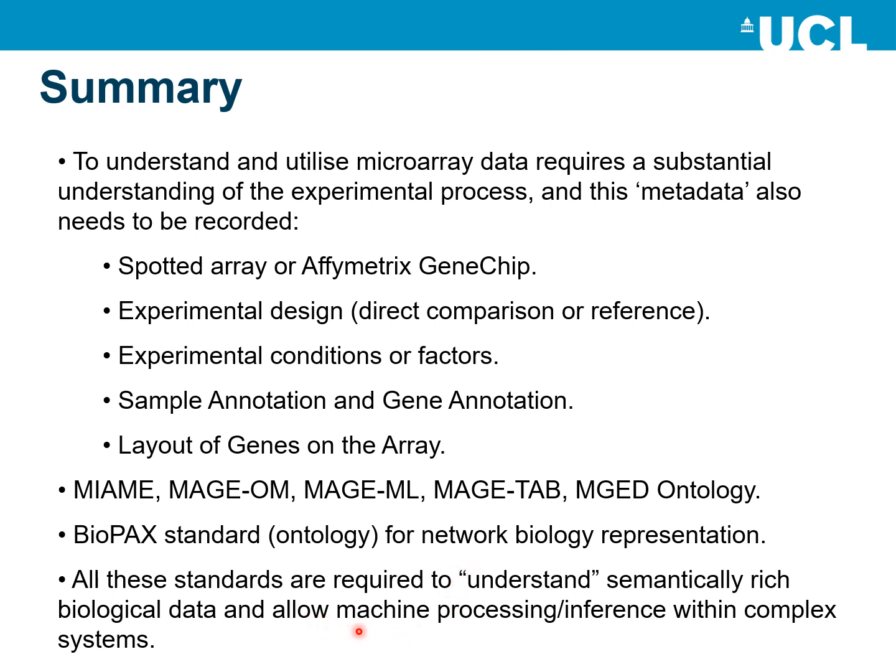At the moment, a lot of machine learning is carried out by just using floating point numbers and not knowing what the genes do, and only knowing potentially one label of the sample. Is it a positive or negative sample in terms of, say, cancer? But this is very limited, and really a much more semantically rich understanding of the biological data would allow much more sophisticated machine processing and inference.